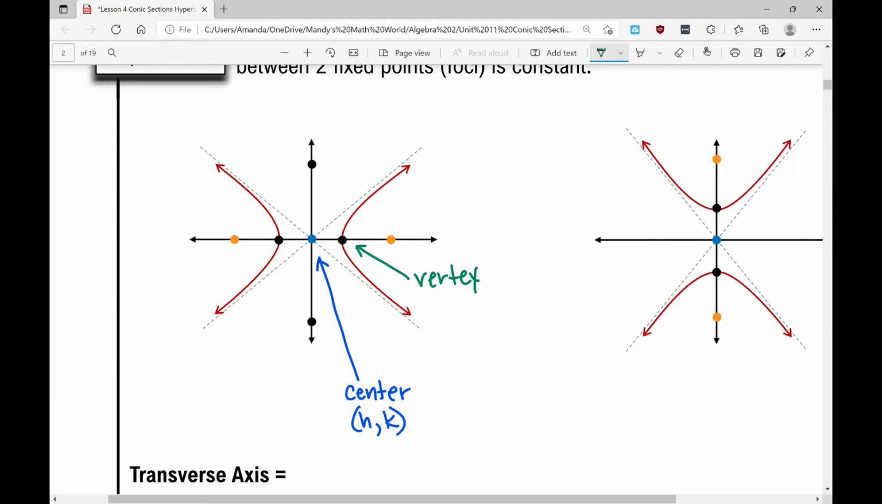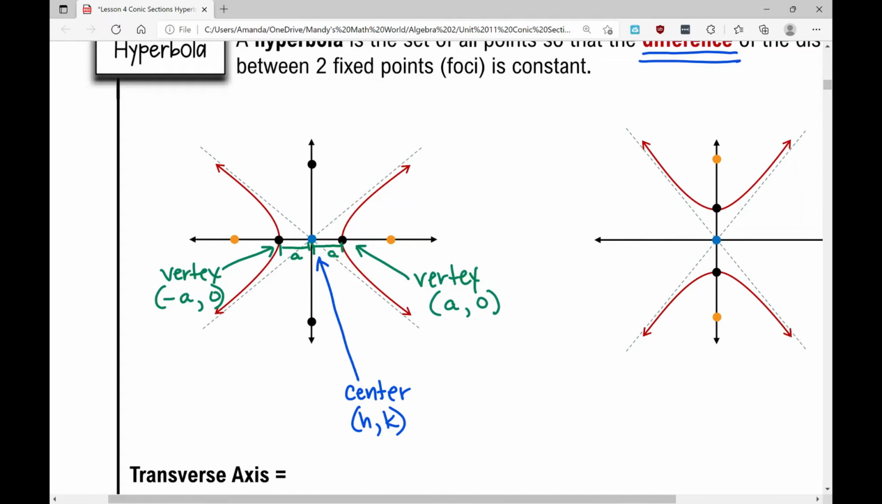The distance from the center point to that vertex is a. So we can label this as an ordered pair, (a, 0). The same thing goes with the other side of that center, that's also a vertex. It's also a units from the center, and we can label this as an ordered pair, (negative a, 0). We're going to the left a units.